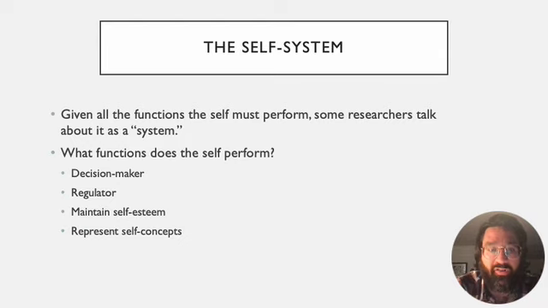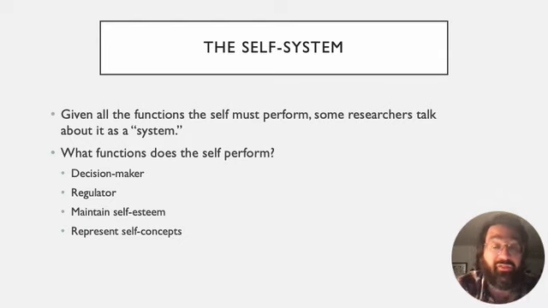So we have here what's called the self system, right? Given all the functions the self must perform, some researchers talk about it as a quote unquote system. So what functions does this self system perform? It's a decision maker, right? Got to figure out what to do. It's a regulator, right? How do we keep things in balance?